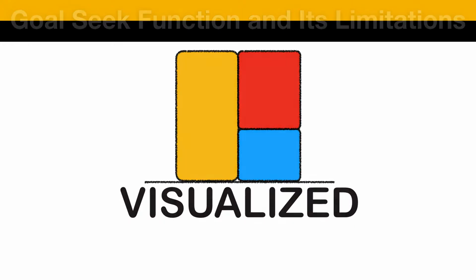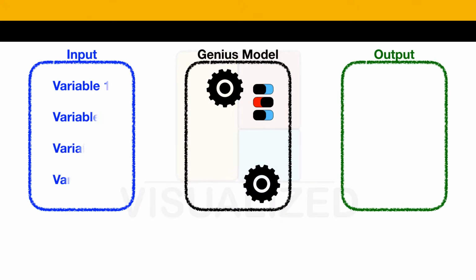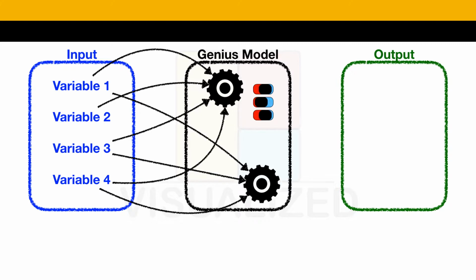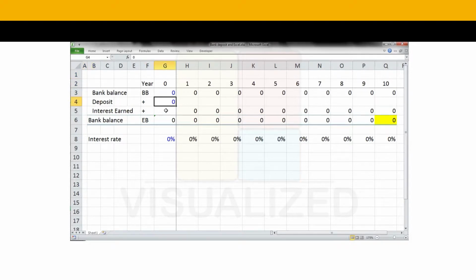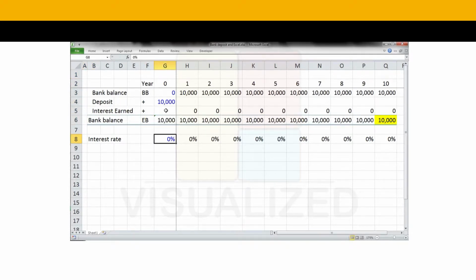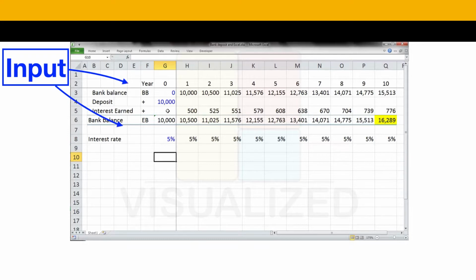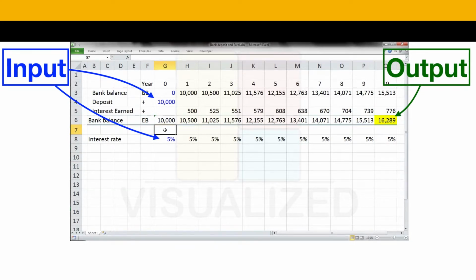Every well-designed spreadsheet model consists of three parts: inputs, calculation model, and outputs. For example, if you deposit $10,000 at the beginning of the year with 5% annual interest, it will grow to $16.3 thousand at the end of year 10. This is an example of a calculation model with $10,000 and 5% being its inputs, and $16.3 thousand its output.